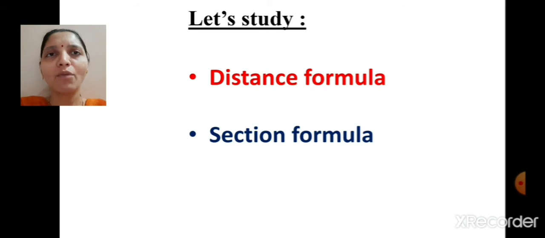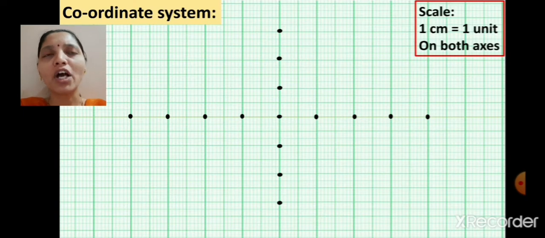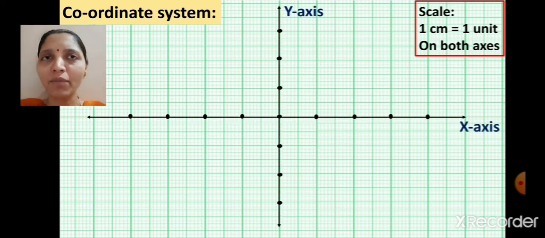Okay. Now before starting with the distance formula, let's first recall a few concepts which we have learned in the 9th standard. Now first we are going to say is coordinate system. Now what is the meaning of coordinate system? So here I have drawn one horizontal number line, that is the x-axis, and one vertical number line which is perpendicular to the x-axis, that is the y-axis. Okay.